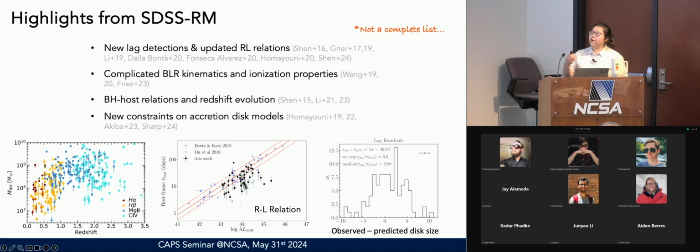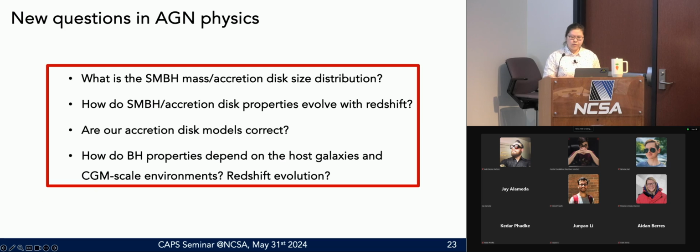I'm not going to talk about all the different results. But one thing that really got me interested in my current project is that we found that the accretion disk size that was observed is always about 50% larger than what was predicted from a thin disk model. So we just newly got these new constraints on accretion disks. With a survey like SDSS-RM, we're really pushing the limits of previously known physics by gathering a lot more data and doing it a lot more efficiently.